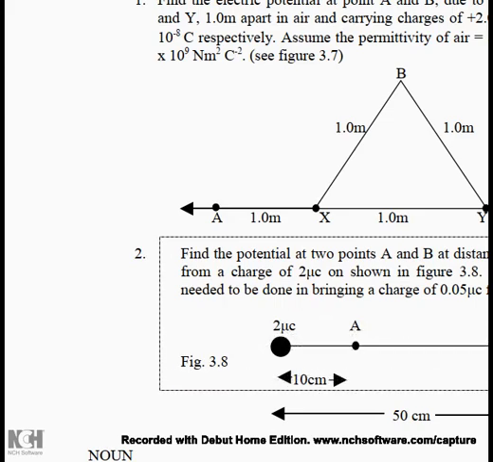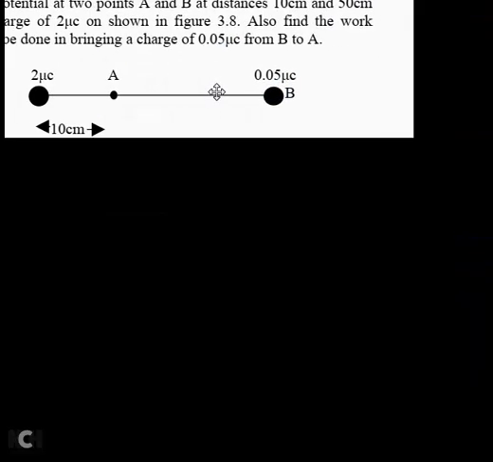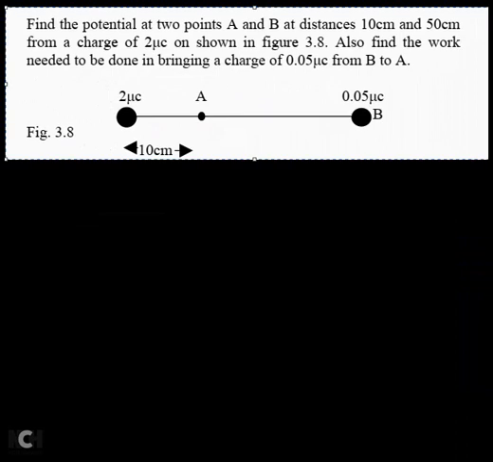Okay, so this question now is still based on electric potential. It goes this way: find the potential at two points A and B, at the distances 10 cm and 50 cm from a charge of 2 microcoulombs, as shown in figure 3.8. This is the figure here.